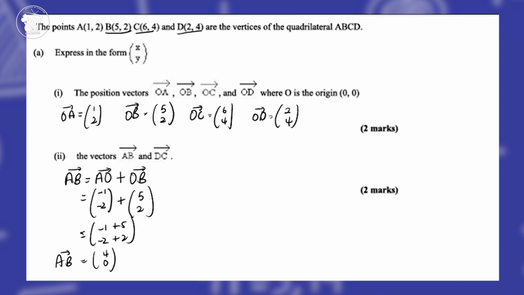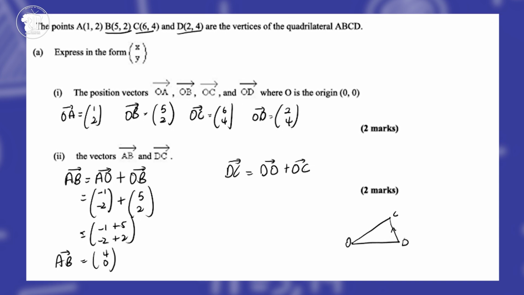The next thing they want is the vector DC. For DC, a similar approach: I will move from D to O plus O to C. Once again, how this will look: let's say this is the point O, and C would be somewhere like here. And OD would be somewhere like here. So I want to move from D to C. Let me write D a bit better. Here is O, and this is D.